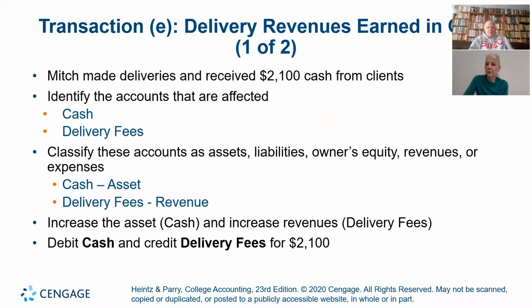Delivery fees earned. He made deliveries and he got paid cash. Okay, well, his business is delivering pizzas. So when he delivers something, that's revenue. He calls them delivery fees, but those are sales, revenue. So sales go up with a debit or a credit, Lori? Revenues or sales go up with a debit or a credit. Up with the credit. No, debit.